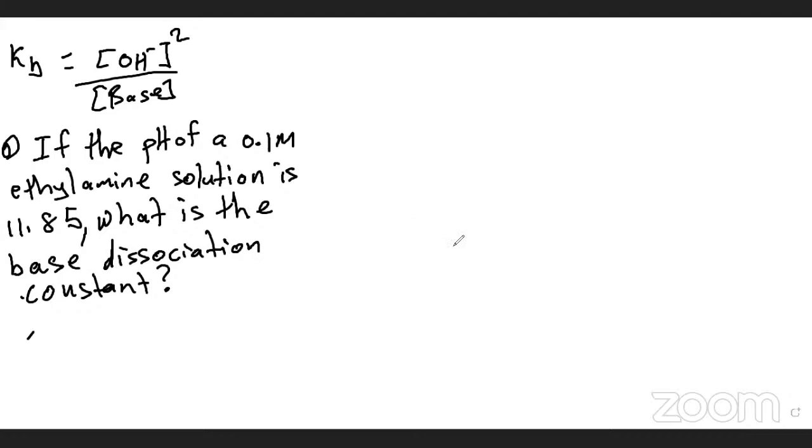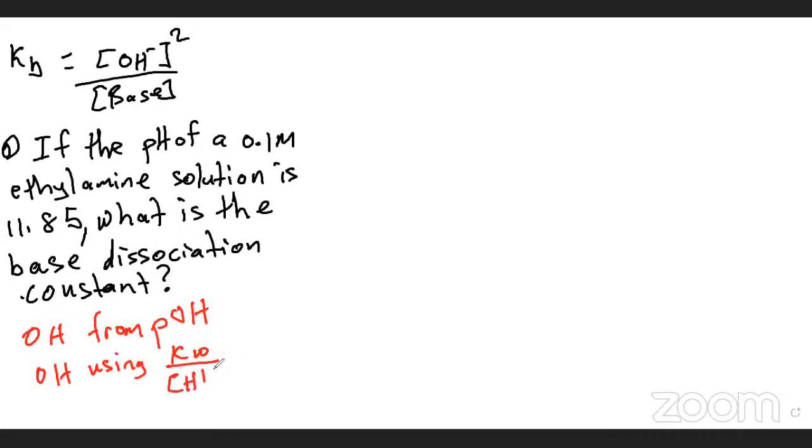So this is where you have to remember your formulas, so you can know when to apply them. If you have the pH and you need the hydroxide ion concentration, let's look at it from this angle. If I need OH, I know that I can get OH from POH, and I can also get OH using KW divided by the hydrogen ion concentration.